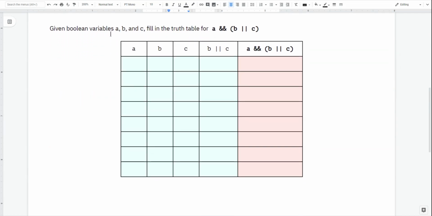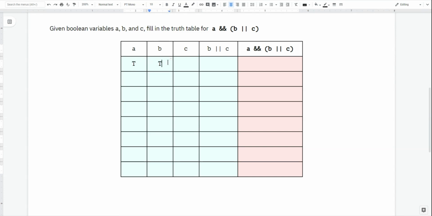So if I'm given Boolean variables A, B, and C, and now I have this complex one, again, this complex one goes on the rightmost column, just copied over there. And then what parts do I have? I have A, so A is already there, B or C, so I need B or C. But because I have C, I need to do all possibles.